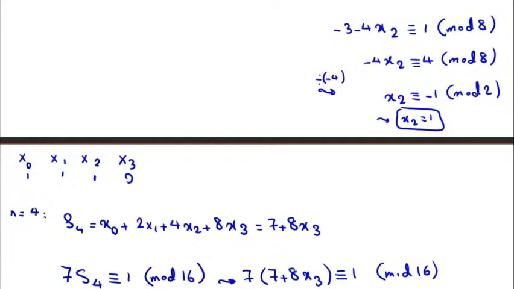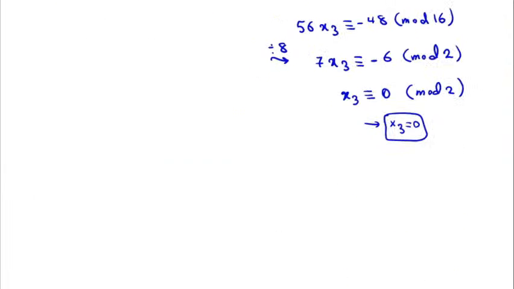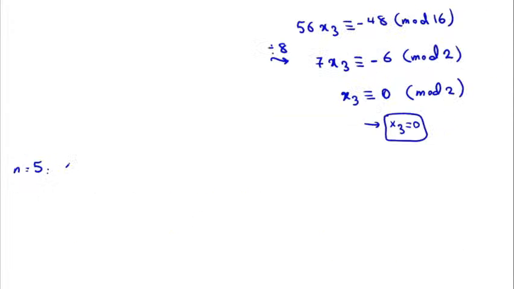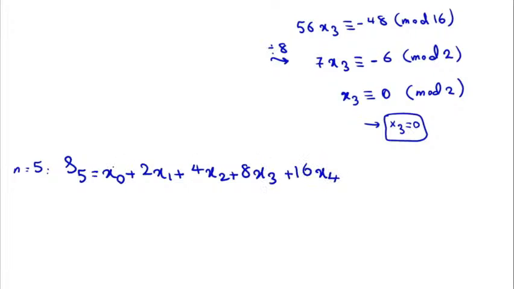x3 will be 0. Now, x4, let's write some more. If we consider n equal to 5, we've checked up to 4. So s5 equals x0 plus 2x1 plus 4x2 plus 8x3 plus 16x4. x0 is 1, x1 is 1, x2 is 1, x3 is 0. So it will be 4 plus 2 is 6, plus 1 is 7, plus 16x4.